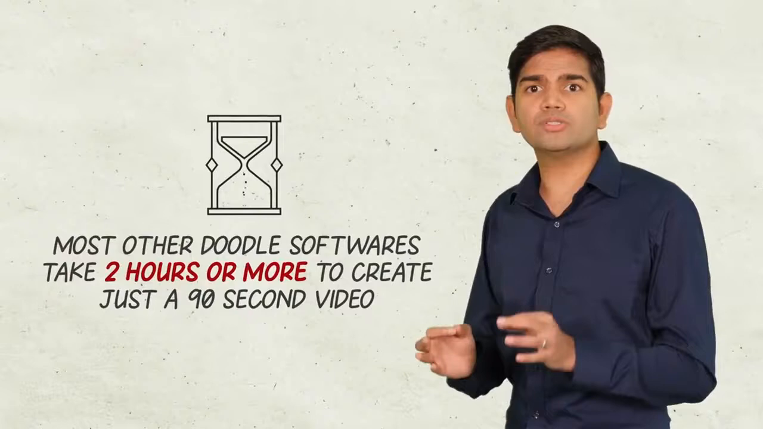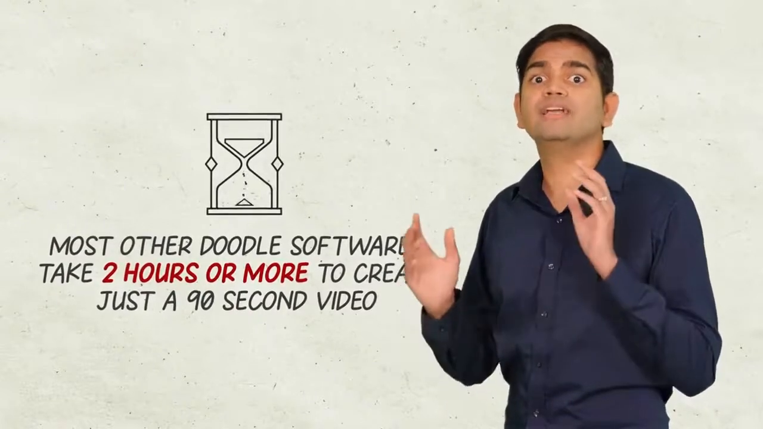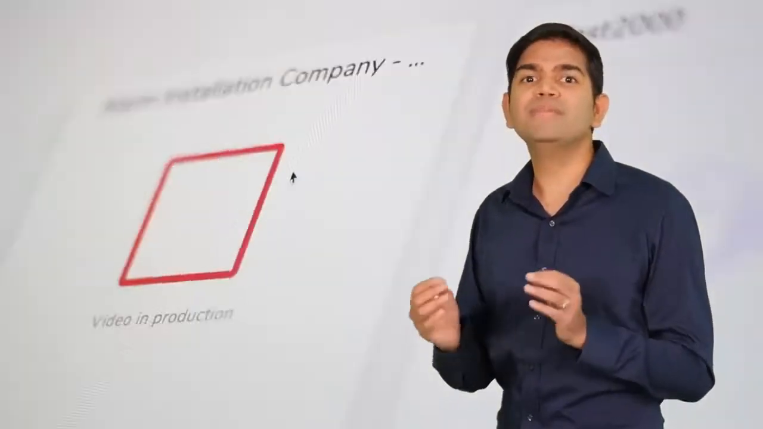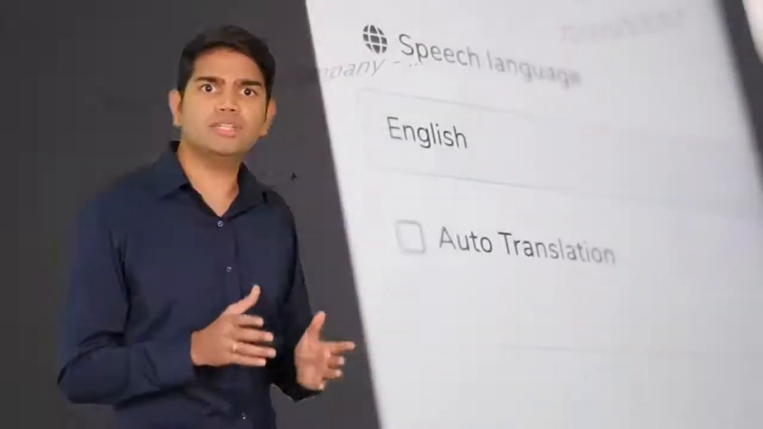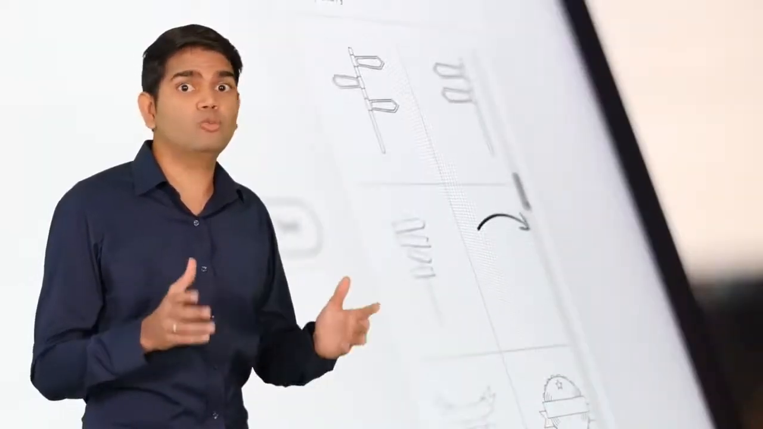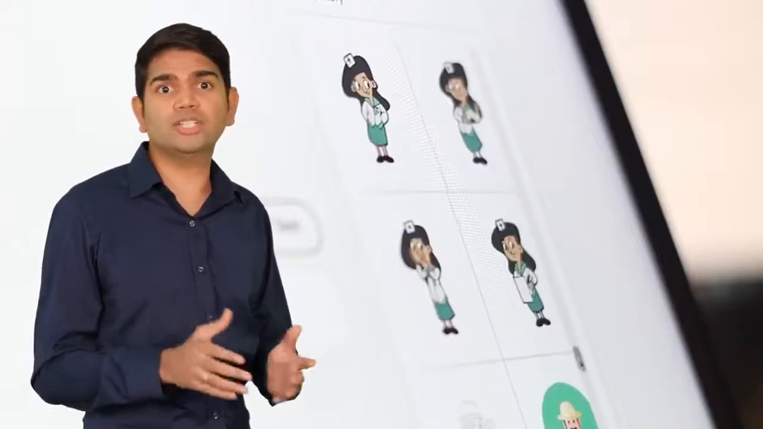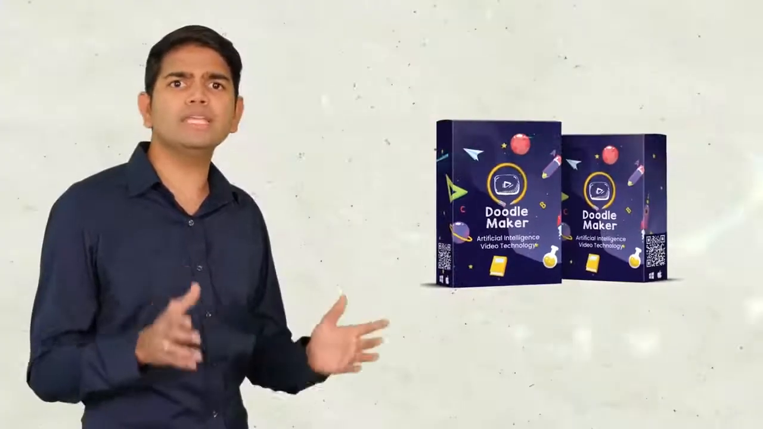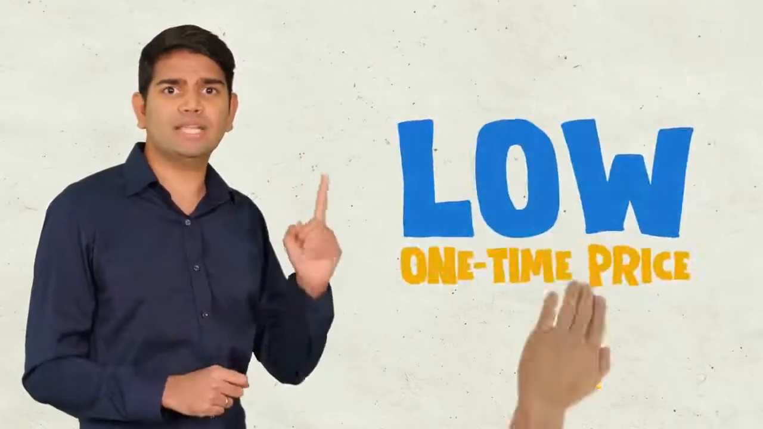Every other Doodle software in the market takes 2 hours to create a 90-second video. With DoodleMaker, it takes mere minutes. Advanced features like one-click translation, text-to-speech, black and white or color doodle video creation, revolutionary AI video translation, and so many more industry-leading features are all included for the low one-time price.